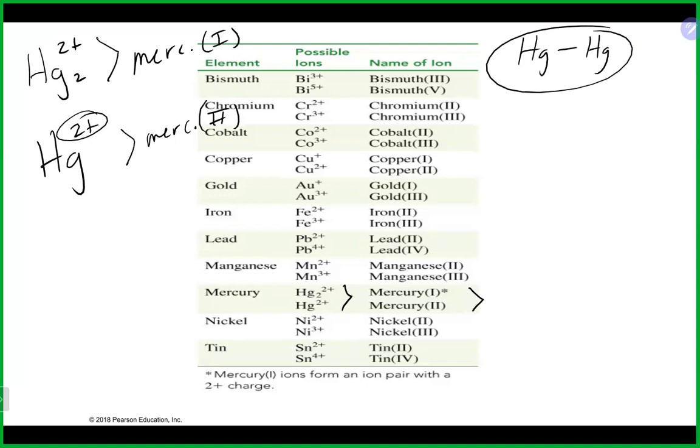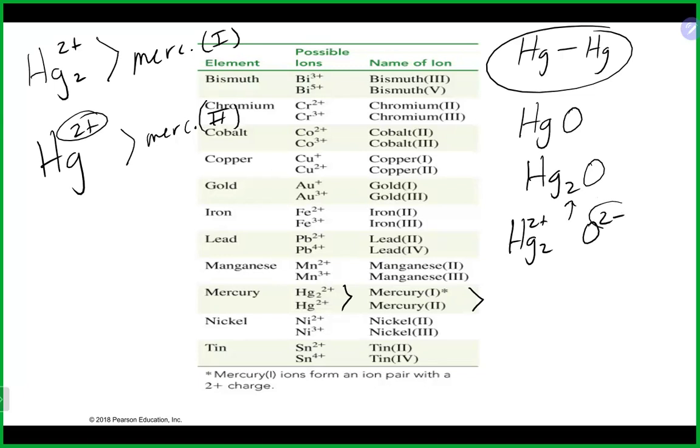So how do you know which one's which? That 2 on the bottom tends to still hang around. So if you had HgO and Hg2O, which one is mercury 1? It is this one here that has the 2 still hanging out. This is Hg2 2+ and an O2-. -2 plus 2, it gives you 0. Still have the 2 on the bottom.